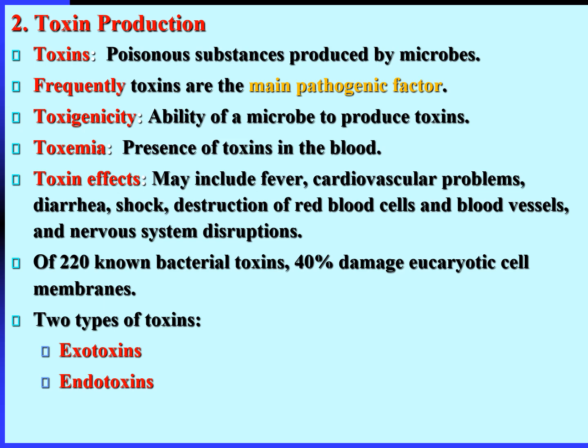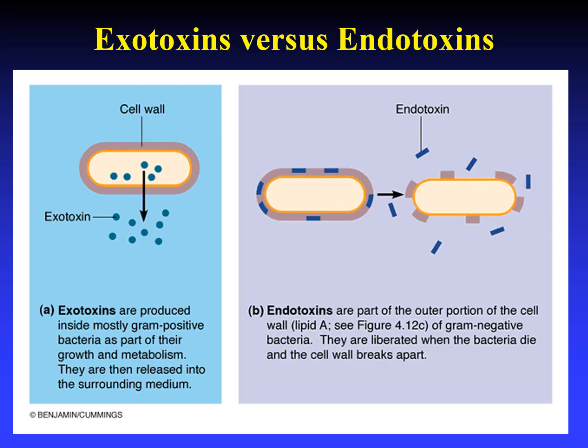There are two types of toxins, exotoxins and endotoxins. What are the differences between exotoxins and endotoxins? Exotoxins are produced inside mostly gram-positive bacteria and some gram-negative bacteria as a part of their growth and metabolism. They are then released into the surrounding media. والبكتيريا ما تعاني lysis رأسا، هي تفرز الإكزوتوكسين into the surrounding environment. While endotoxins are a part of the outer portion of the cell wall, which is called lipid A, of gram-negative bacteria.